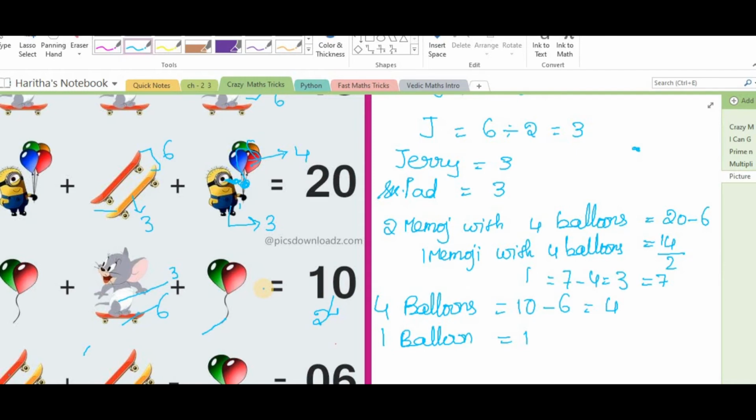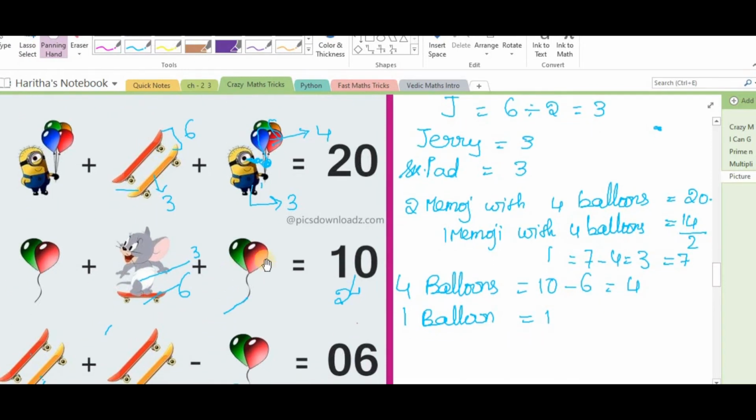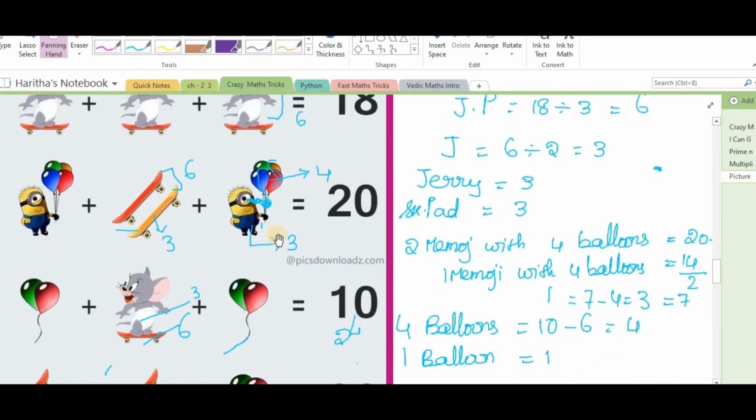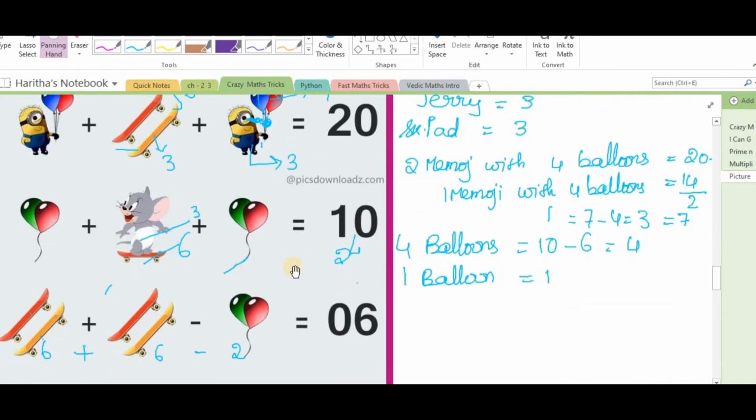So here we know that balloon value is 1. From this third statement, the balloon value is 1. Because the Jerry, here we find out 3 Jerrys with the pad is 18. So 1 Jerry is equal to 6 plus 6 plus 6. So here 6, 10 minus 6 is 4. So that is the reason the value of balloon is 1. Now here we can find out this.